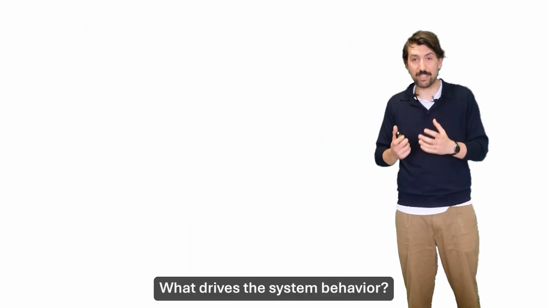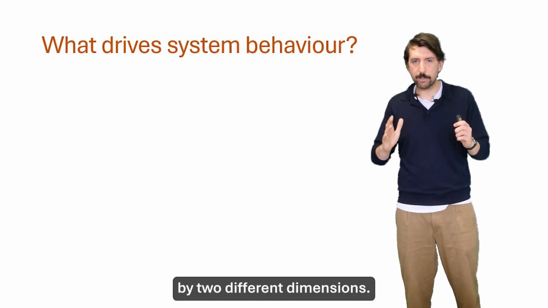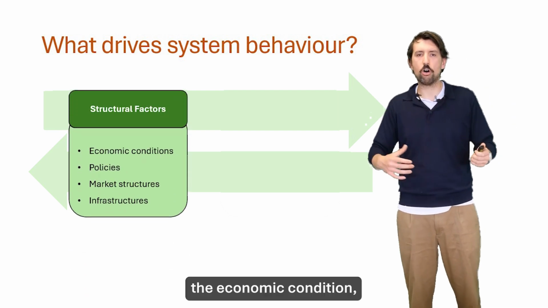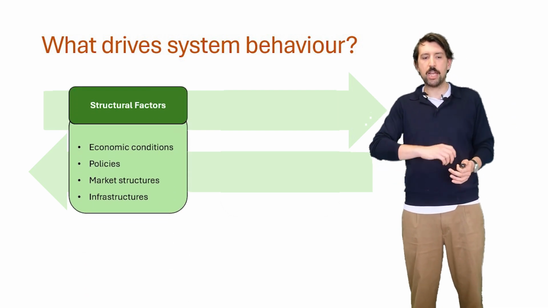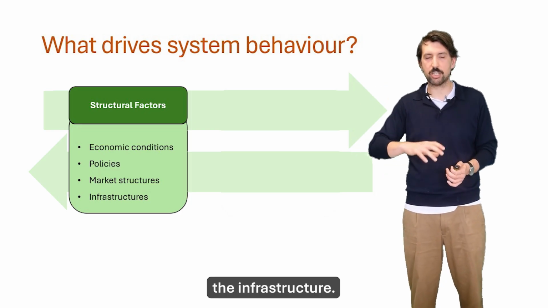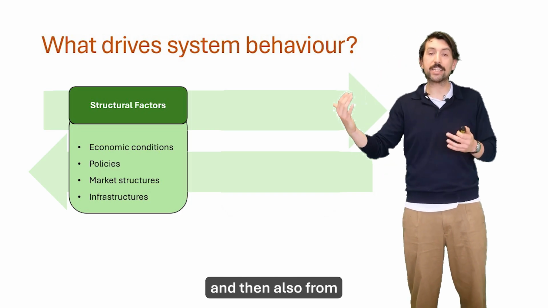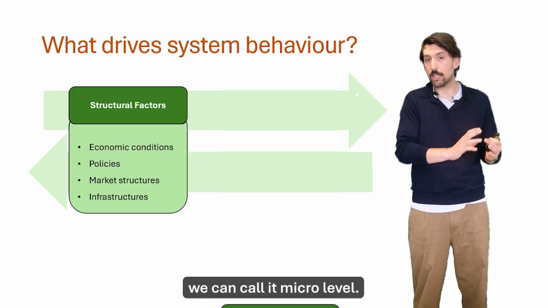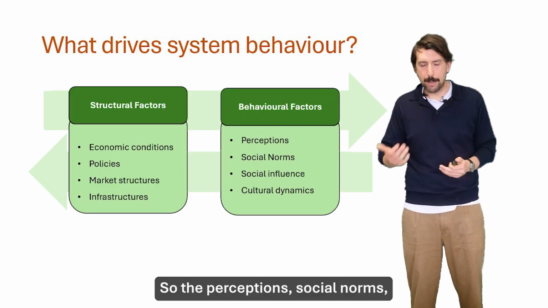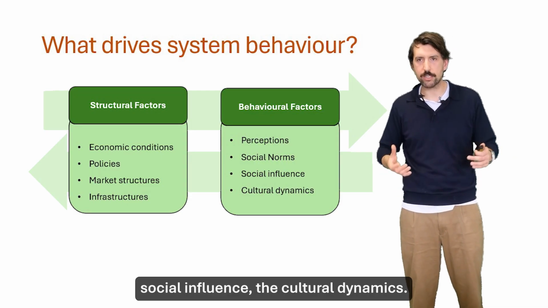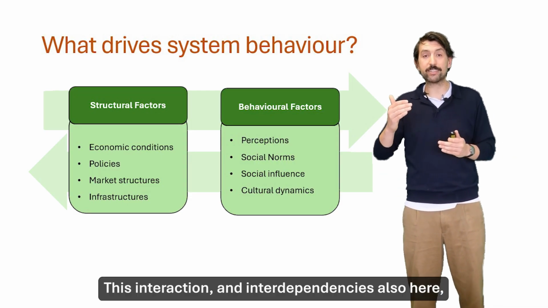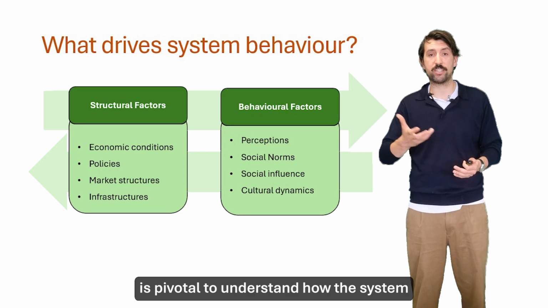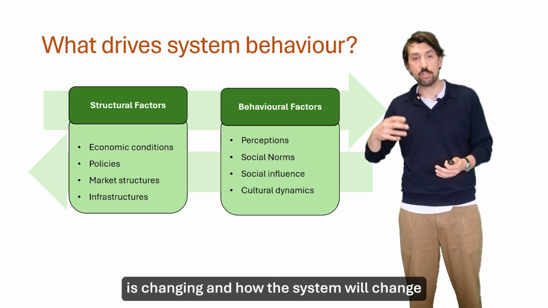What drives the system behavior? The system behavior is driven by two different dimensions. The structural factors, so the economic conditions, the policies, the market structures, the infrastructure, so at a macro level. And then also the individual behavior factors. We can call it the micro level. So the perceptions, social norms, social influence, the cultural dynamics. These interactions and interdependencies are also pivotal to understand how the system is changing and how the system will change through the years.